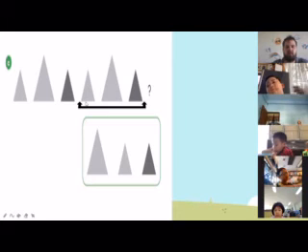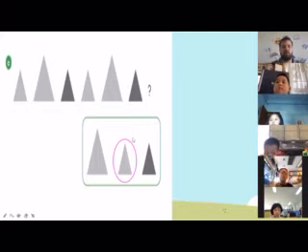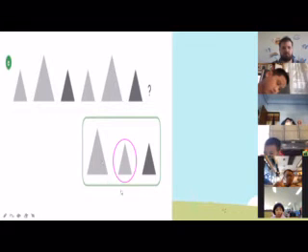So let's go for our next one. Our next one is small gray triangle, tall gray triangle, and then a small dark gray triangle. So our next shape needs to be the small gray triangle. So I'd like you to circle the small gray triangle. So please circle.